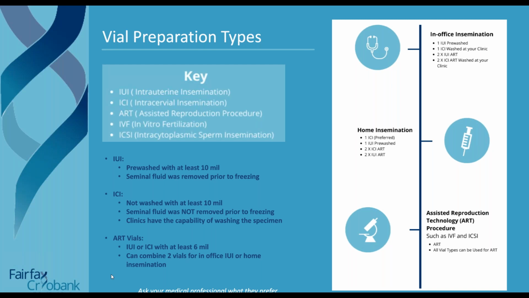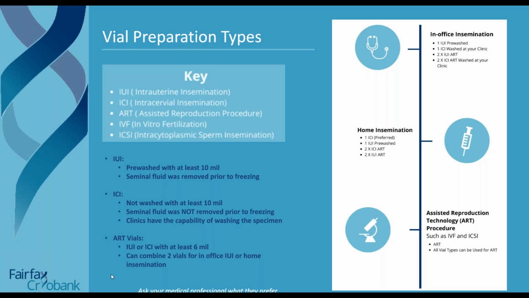For IUI vials, these are the vials that are pre-washed with at least 10 million motile sperm. The seminal fluid was removed prior to the freezing process. So these vials are typically for those who don't have the capability of washing sperm. For example, sometimes midwives or other medical professionals that don't have the capability of washing sperm, this will be a preference for them, as well as some other clinics will also prefer this vial.